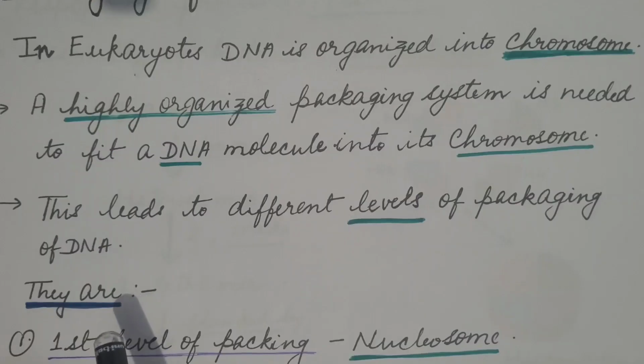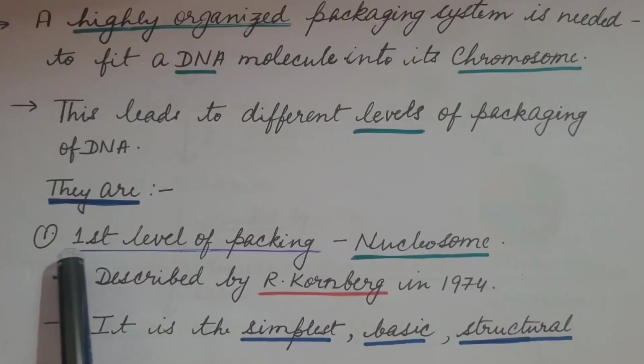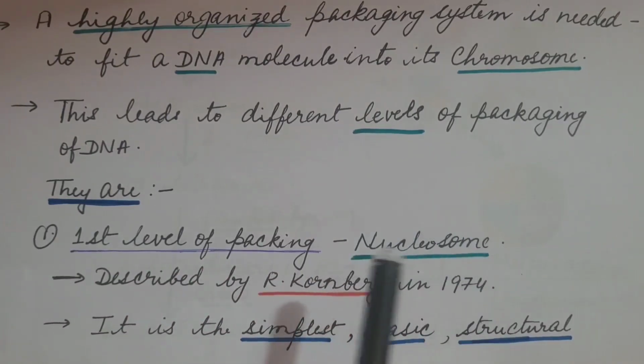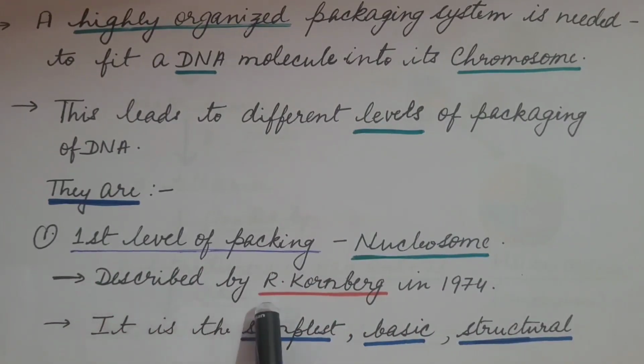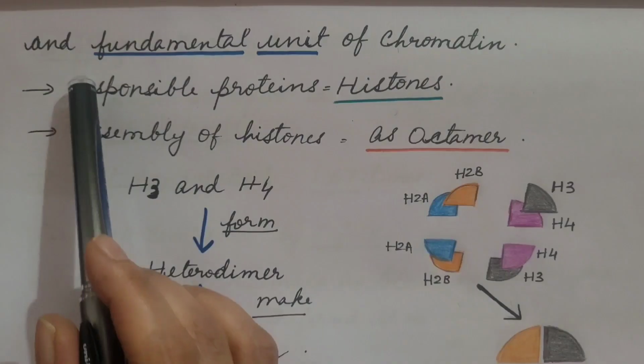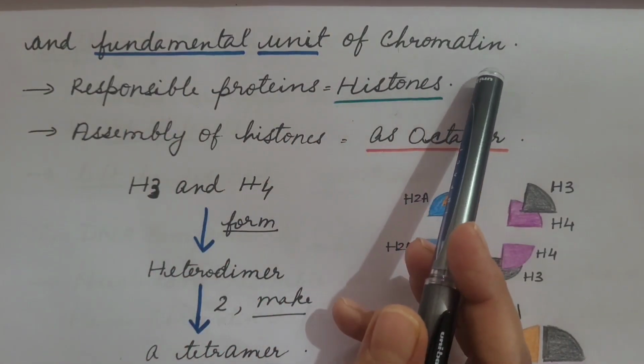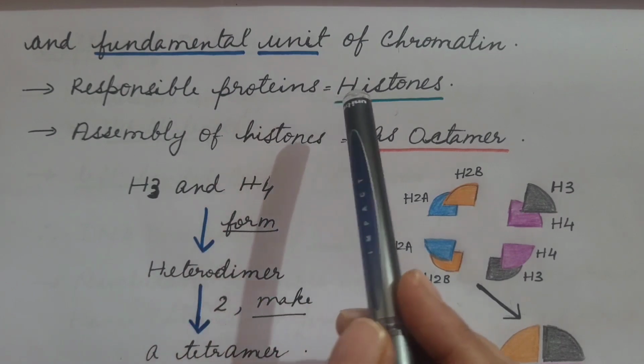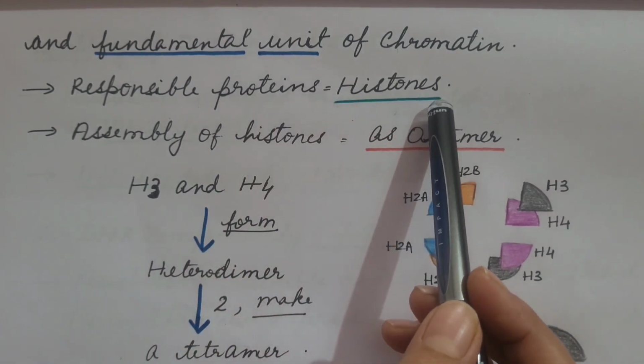Now let us see the above discussed levels of packaging of DNA into chromosome in detail. First level of packaging, which results in the formation of nucleosome. Nucleosome was described by R. Kornberg in 1974. It is the simplest, basic, structural and fundamental unit of chromatin. Proteins that are responsible for this organization are histone proteins.